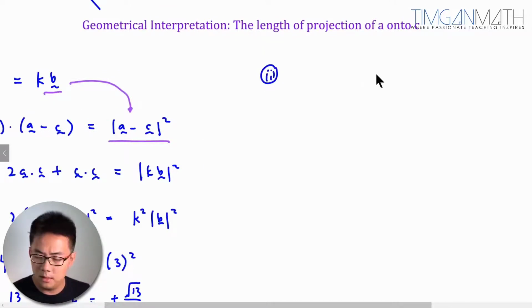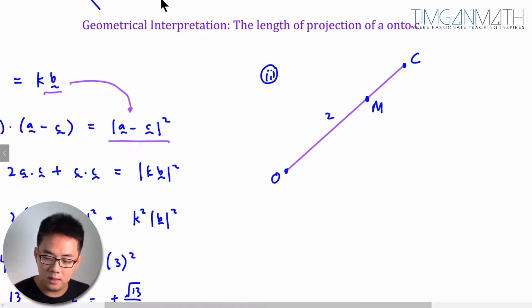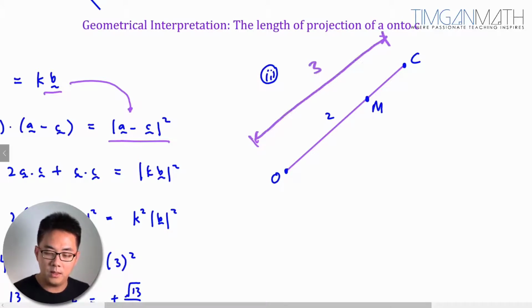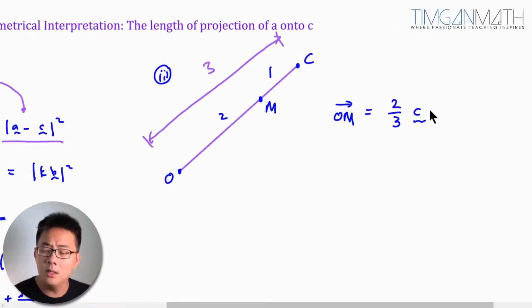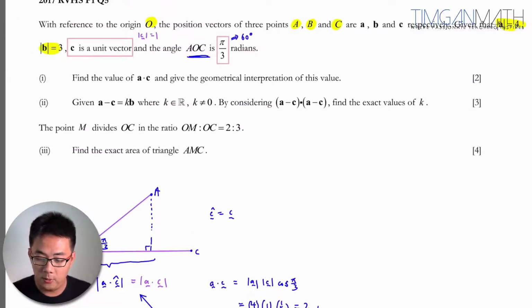So what you do is you just take M divides OC. Just draw OC out to get the idea. So this is C, this is M here. M divides OC. OM is 2 units, OC is 3 units. So 3 to 2 means M to C is 1. So anyway, OM will just be 2/3 of C. Now you're asked to find the area of triangle AMC.